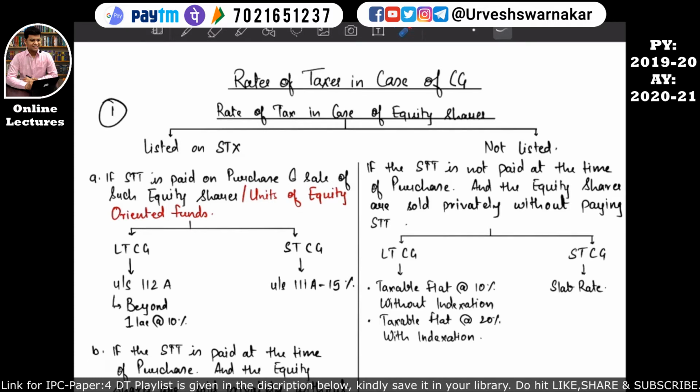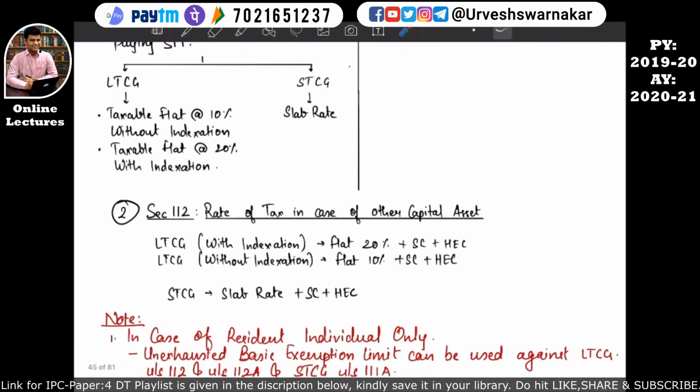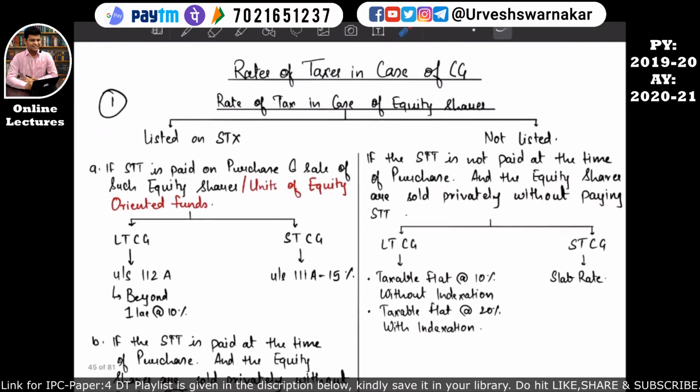So students, now come on to the page where rates of taxes in case of a capital gain is given. Over here we have already studied this section, that is section 112, rates of taxes in case of other capital asset. So now we will study rates of taxes in case of an equity share. If this equity share is a capital asset, and these equity shares are of a company which are listed on a stock exchange, then how we will calculate the capital gain and how this capital gain will be taxable is given over here.